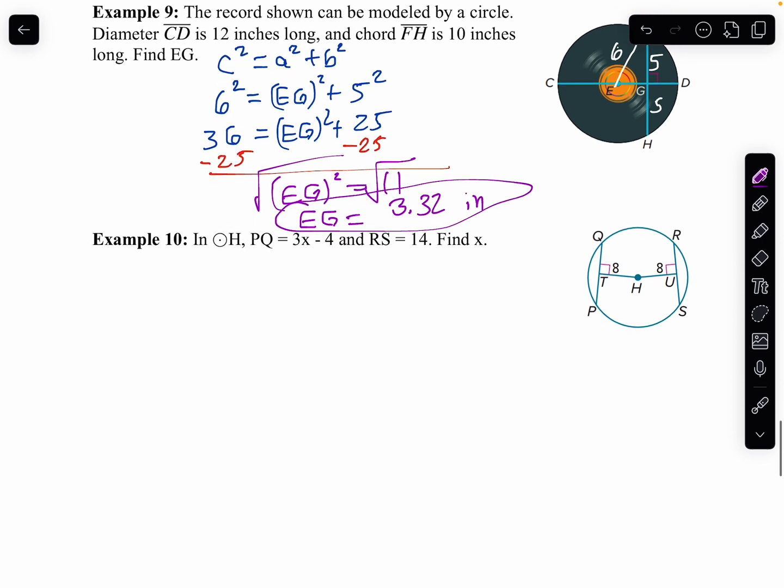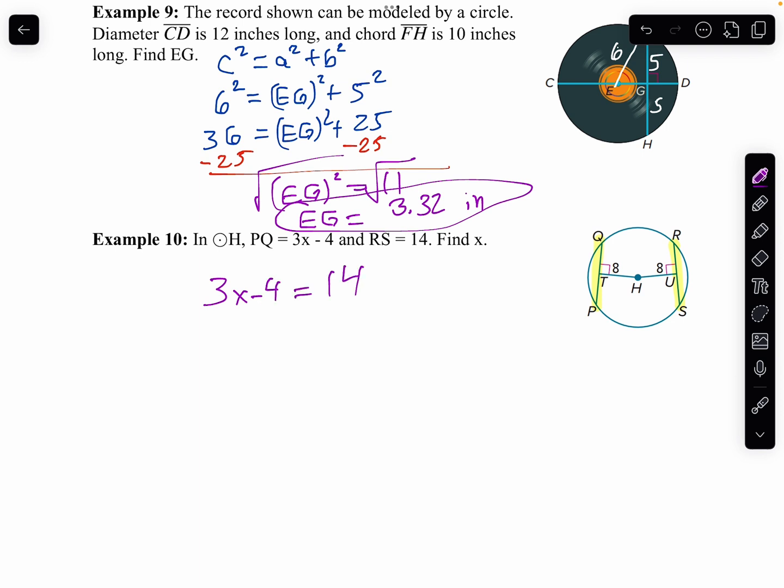Finally, let's take a look at our last one, example 10. Notice T to H and H to U, they're both 8. So that tells me then that Q to P and R to S are going to be equal. Well, P to Q or Q to P is 3x minus 4. And that's equal to 14.